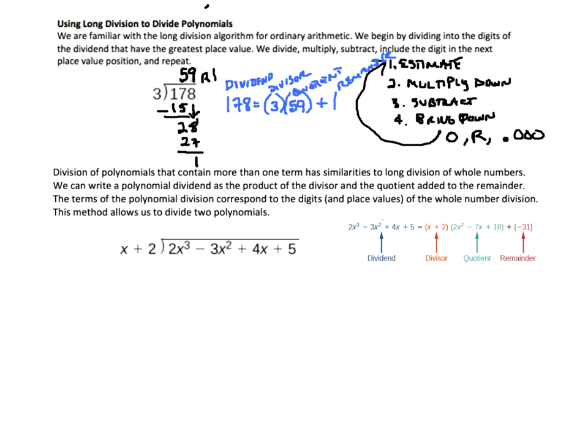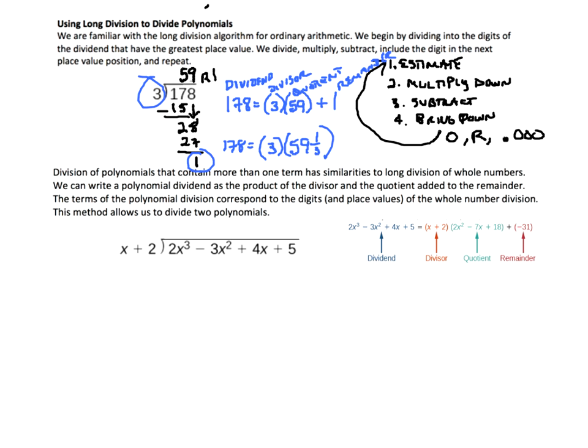Now, I could write this a different way. This is the same thing as 178 is equal to my divisor times my quotient plus my remainder over my divisor, 59 1/3. That's my remainder over my divisor to get that form of it.